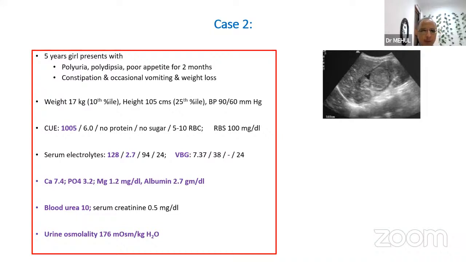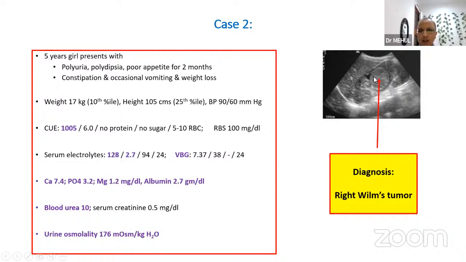We obtained an ultrasound abdomen because of an acute to subacute history. And what that showed was a mass in the upper pole of the right kidney over here. On exploration and nephrectomy and then histopathology, it was confirmed to be a right Wilms tumor.